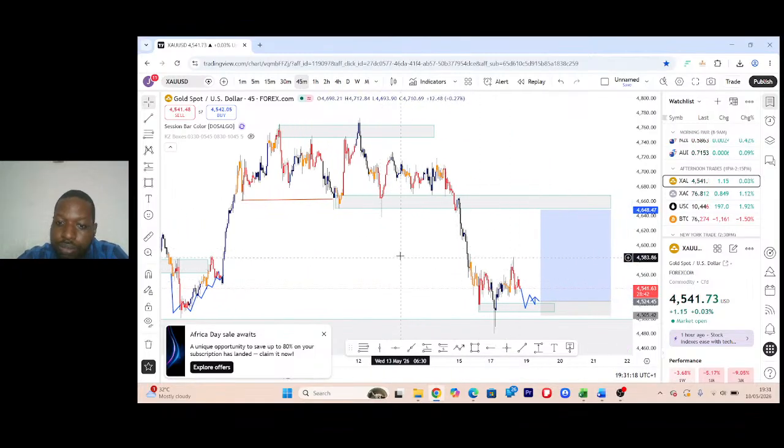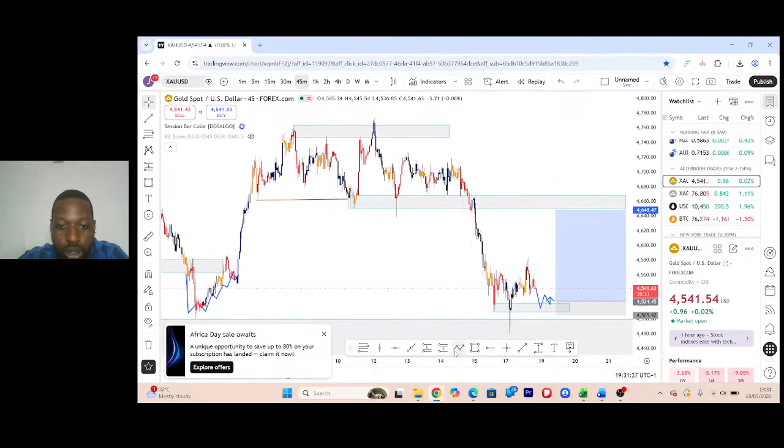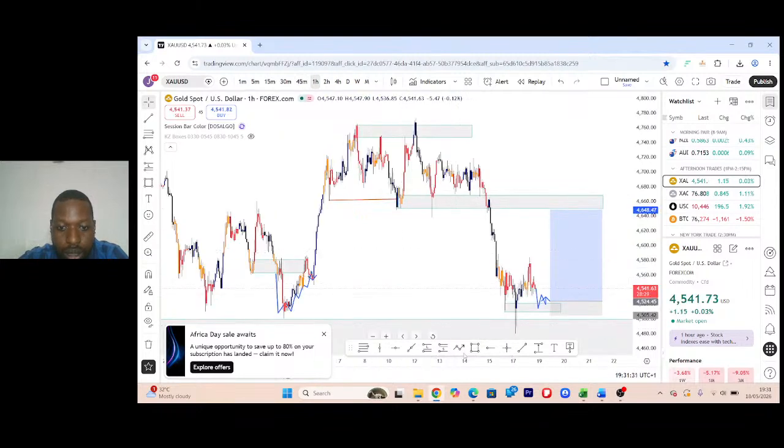So it's either, if finally gold comes to this level and it does not react, what's going to happen is that you're going to see a very strong sell from this level here. Price will just break this level and shoot down.